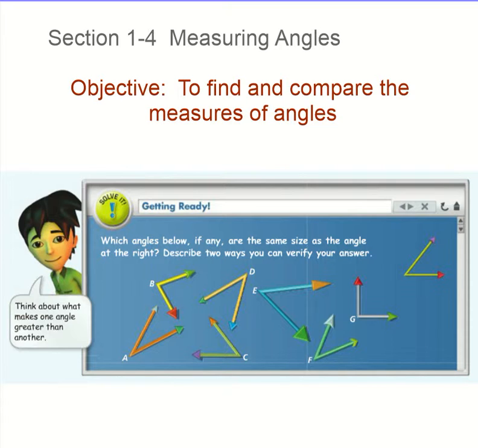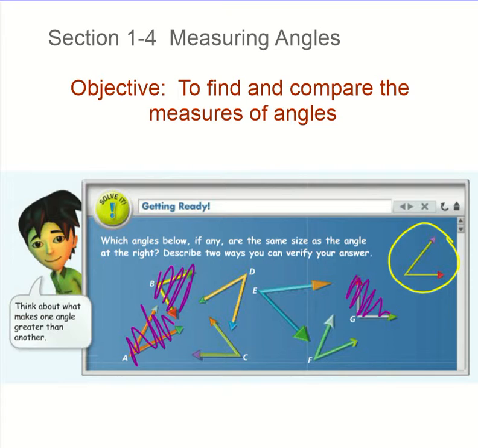If we look first at this first problem, which angles below, if any, are the same size as the angle to the right? So here is our angle that we're dealing with, and we need to determine which angles are the same. There's a few ways we can do it. One, we can just look, and we can eliminate some. Like this angle G, that's too big. This angle A looks too small. This angle B looks too big to me. And so these other four look like they could be the same.